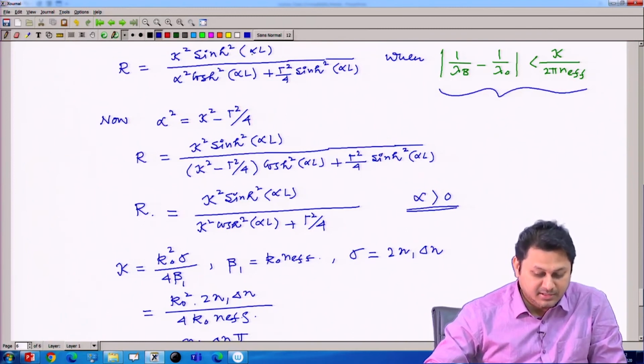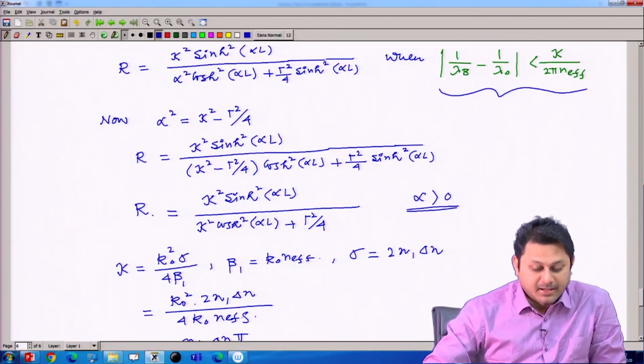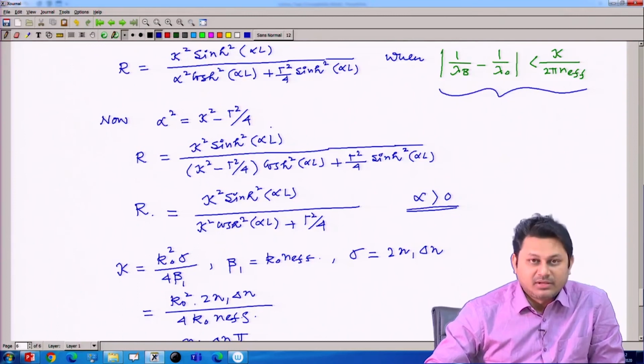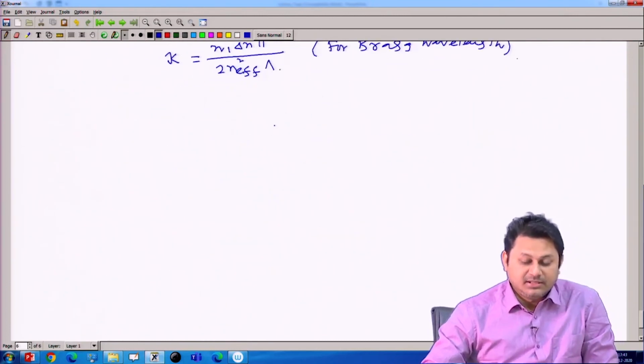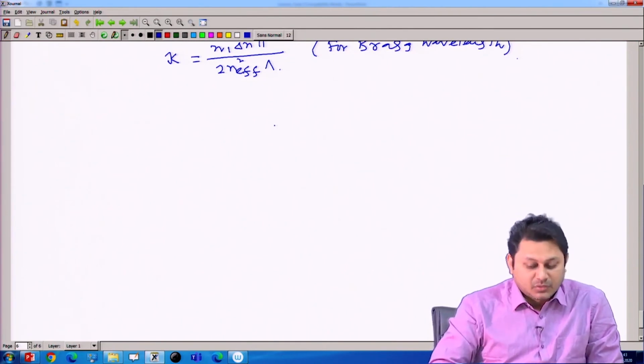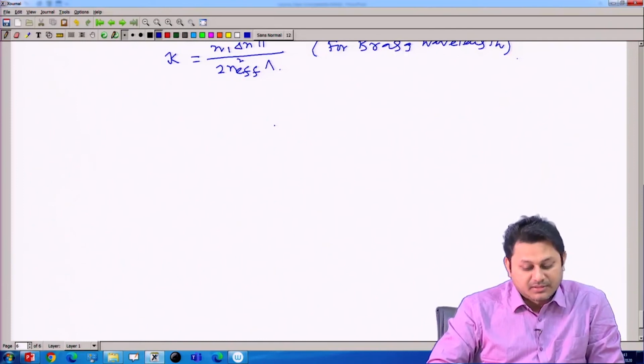In that case alpha will be a complex quantity, and from this we can readily understand that if alpha is complex, this sine hyperbolic will be replaced by sine and cos, which we will calculate in detail to find the expression for the reflectivity in that situation. So, with that note I would like to conclude today's class. In the next class we will start our investigation from this point. So, see you, and thank you for your attention.